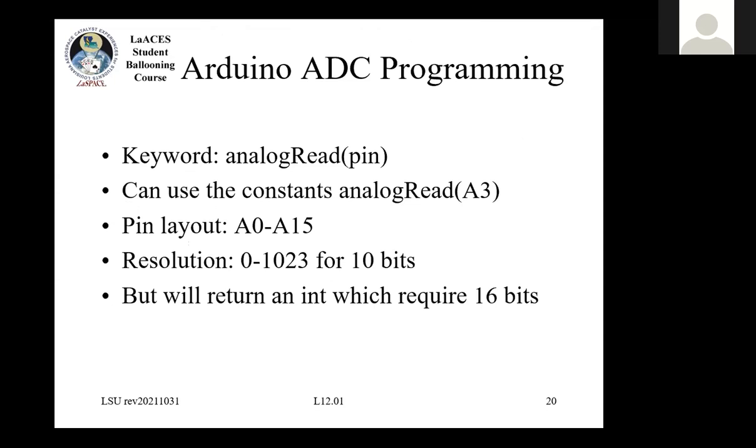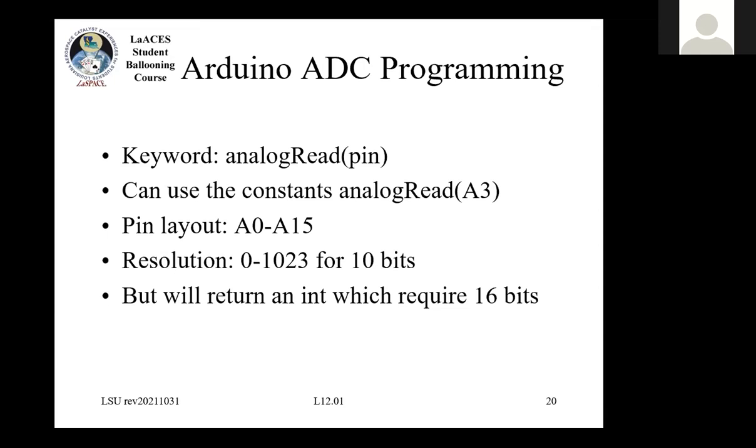So we've talked about the ADC in general, but how do you actually use this on the Arduino? Well, it's very, very simple. There's a function called analogRead, similar to digitalRead, and you just tell it what pin you want to read. And then it'll return a number from 0 to 1023. That's your 10-bit value.